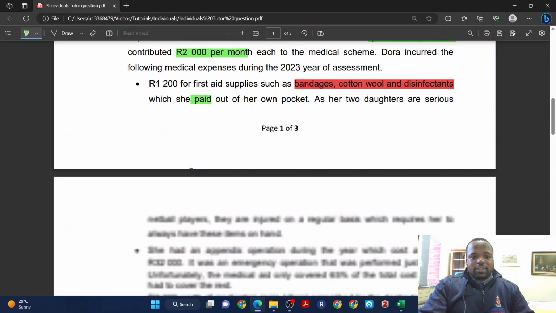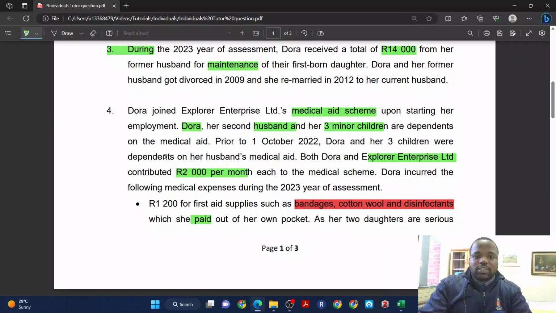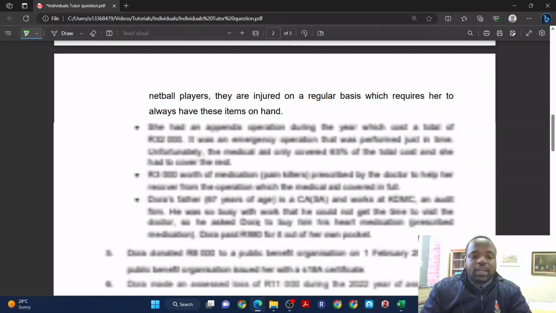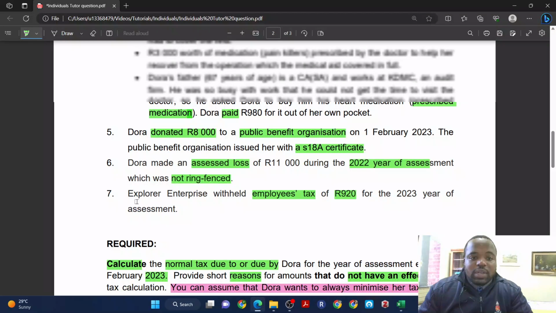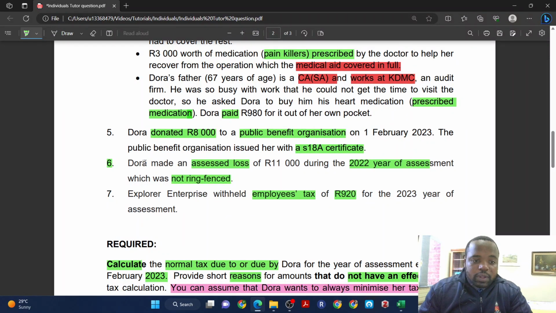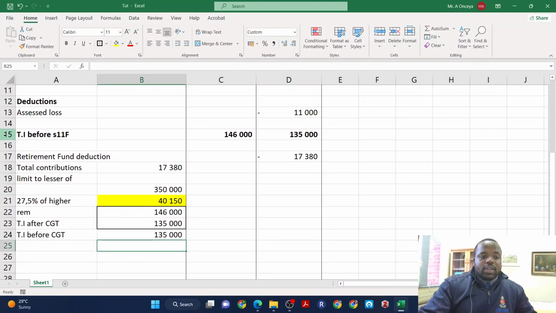And then for number 4, we can't because it's after taxable income, right? So we come to number 5. Oh, we're done with that as well. Number 6, Dora made an assessed loss. We're done with that. So now we come to number 5. Dora donated 8,000 rands to a public benefit organization. Let's deal with that.